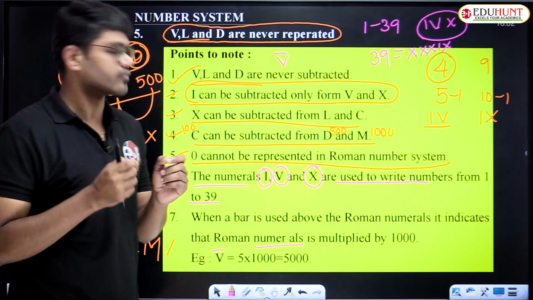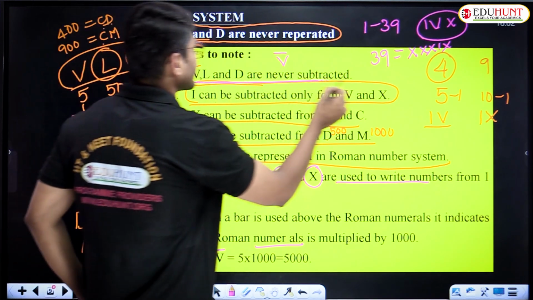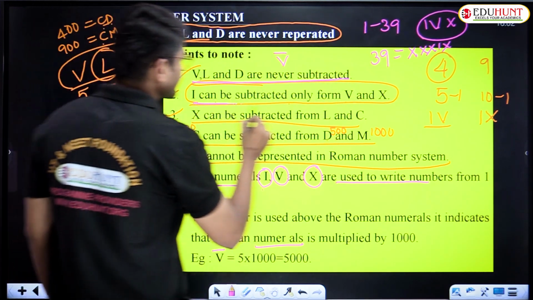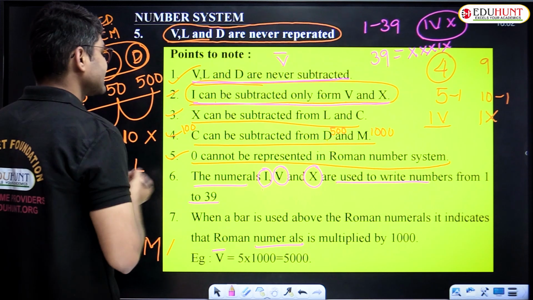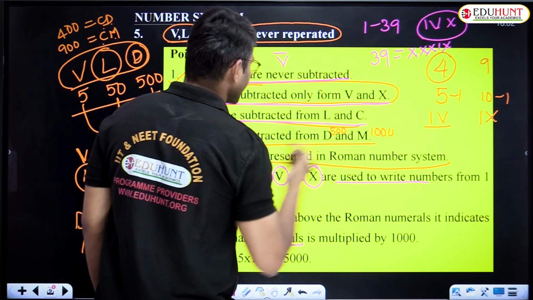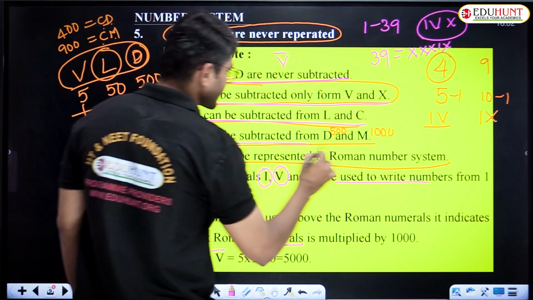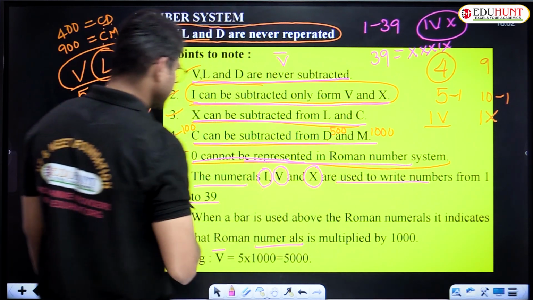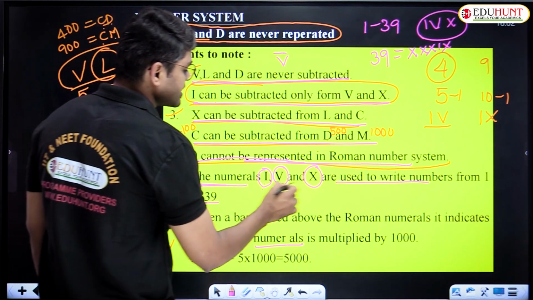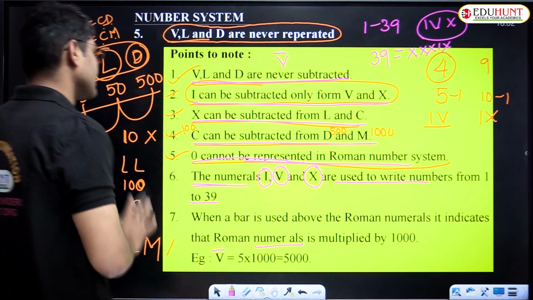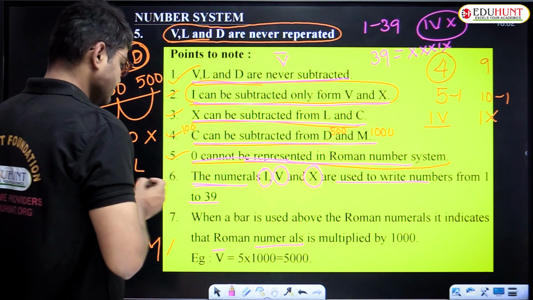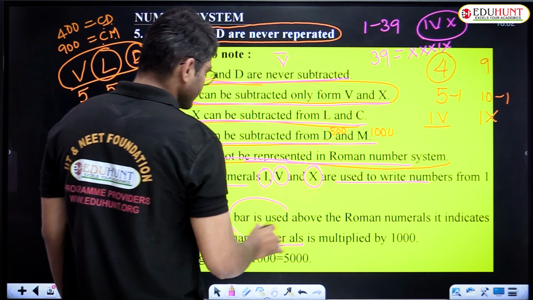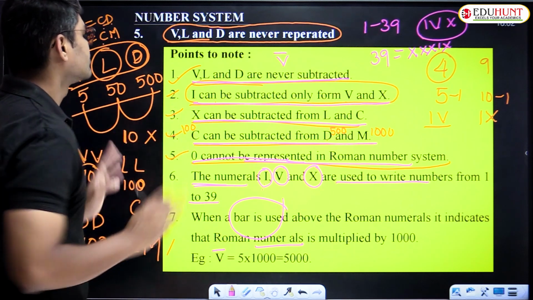Let's revise once. V, L, D are never subtracted. I can be subtracted only from V and X. X can be subtracted from L and C, and C can be subtracted from D and M. 0 cannot be represented in the Roman number system. The numerals I, V, X are used to write the numbers 1 to 39. When a bar is used, it means into 1000.